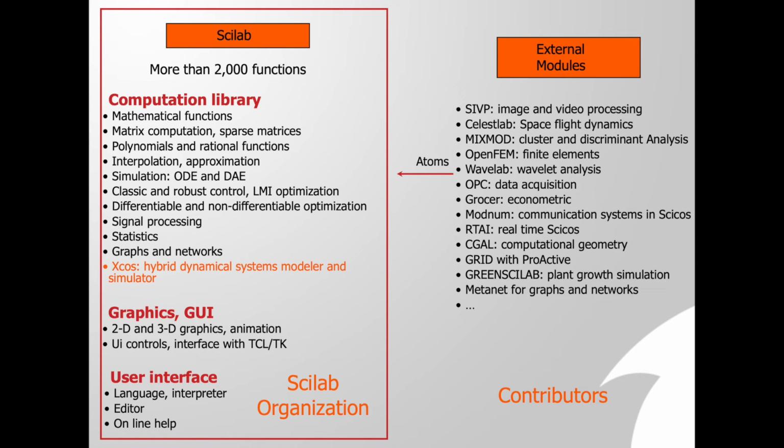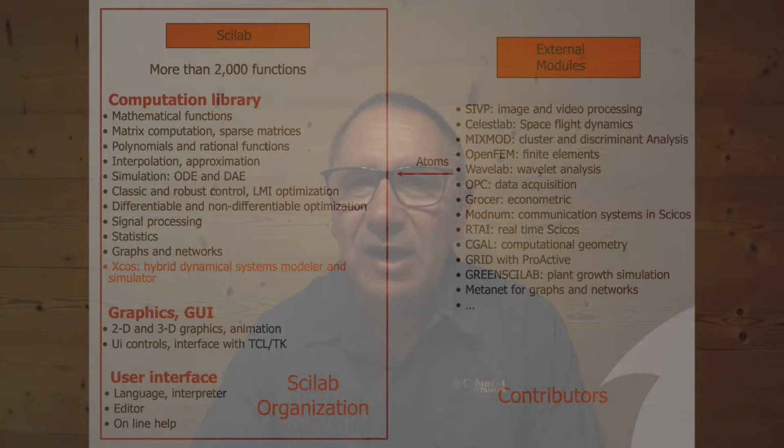And this is very important in the model we have, the model of having open source and the help of a community to add functionality. Because the Scilab organization is not 100 people. This is the vision of what you can do with Scilab.